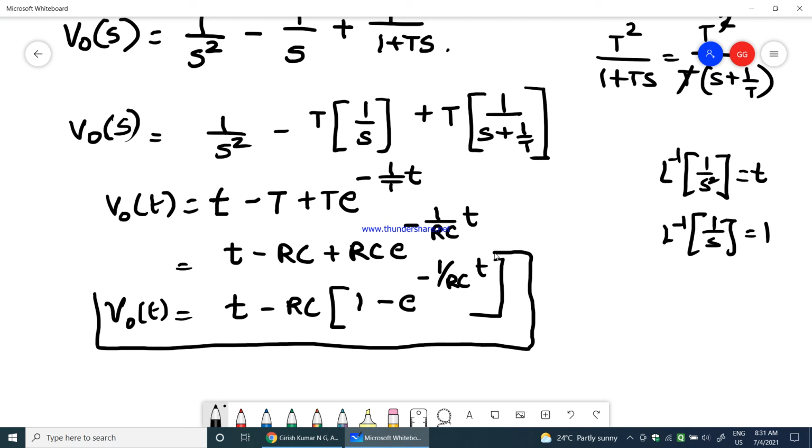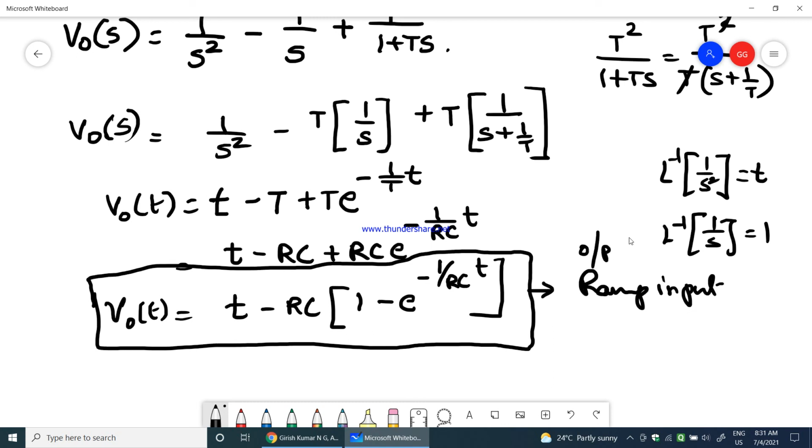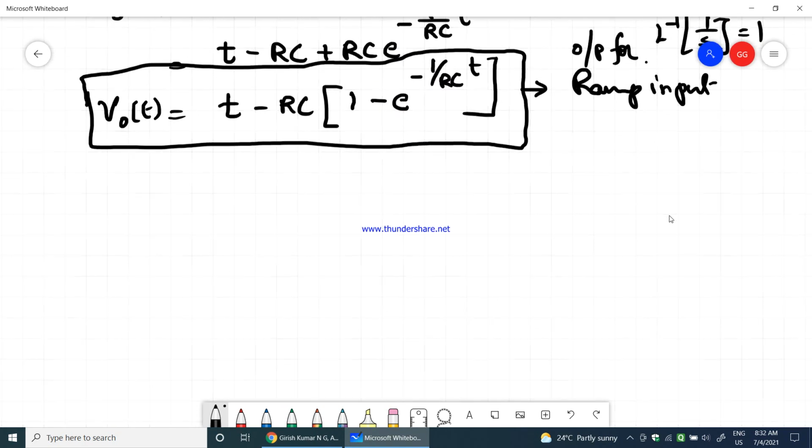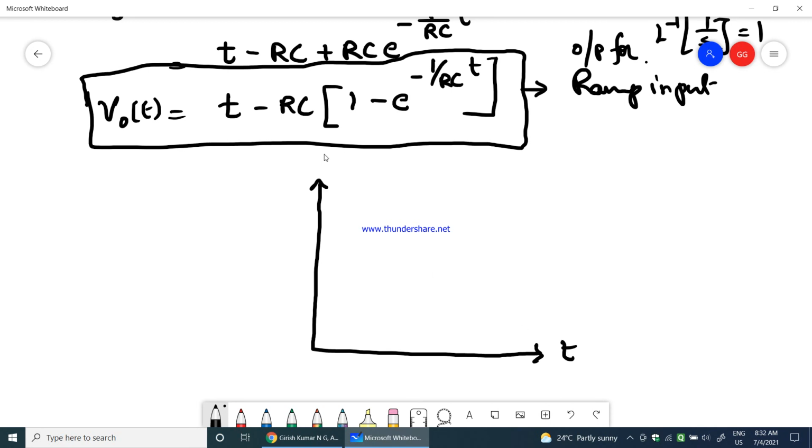So this is the output for a ramp input. When you take a ramp input, this is the output that we get. Okay, so how will it behave now? Let us see how the circuit will behave. If I assume to draw the graph, this is t, this is the output v out of t. As t is there, see here, t is there here.